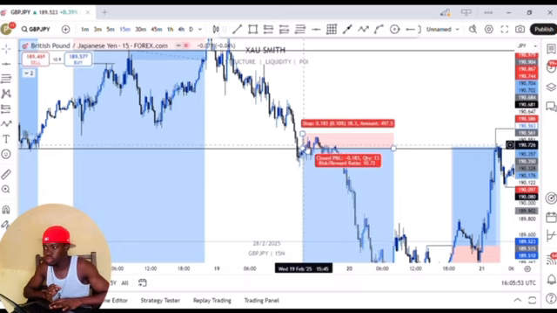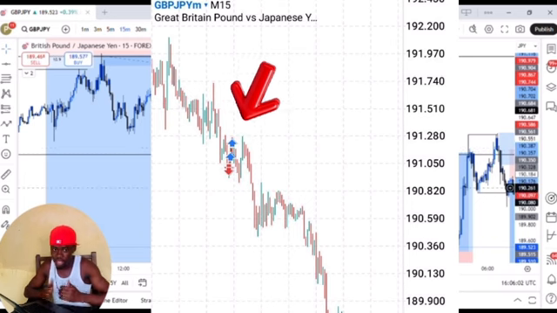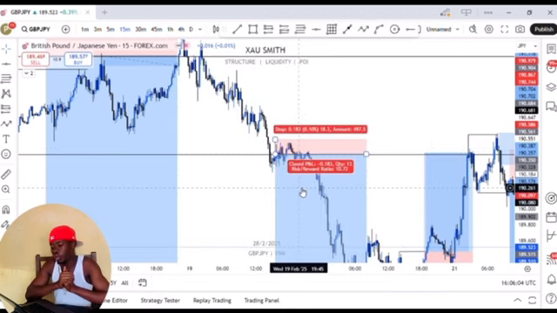Then price came out to what? Take it out before going in my intended direction. And this was the execution. I'll show you the execution of the trade. Price took me out and went to my intended direction. So that was how I took the second loss.